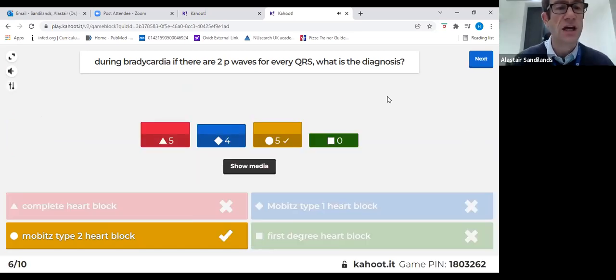Yeah, so it's Mobitz type 2 heart block, okay? So in complete heart block, there would be probably more than 2 P waves for every QRS. When it's fixed, it's Mobitz type 2, 2 P waves for every QRS. Mobitz type 1 is what I said is another word for Wenckebach block with prolongation of the PR interval and dropping. First degree heart block would be 1 P wave for every QRS, but there'll be prolongation of the PR interval. So we'll go through some examples, don't worry.